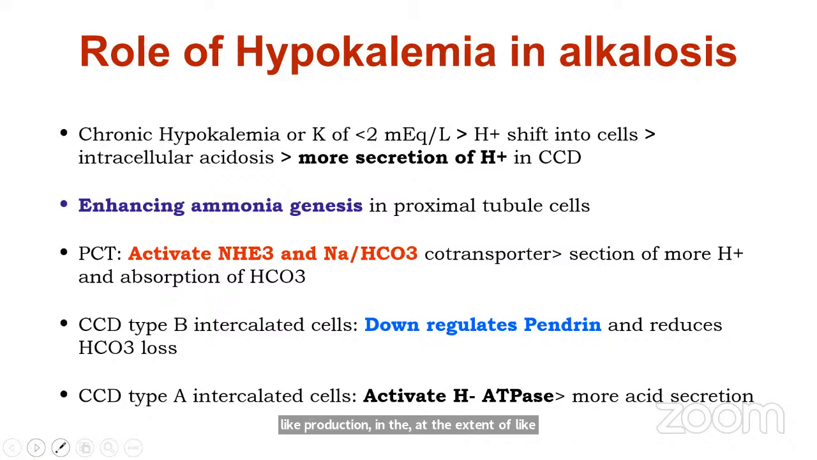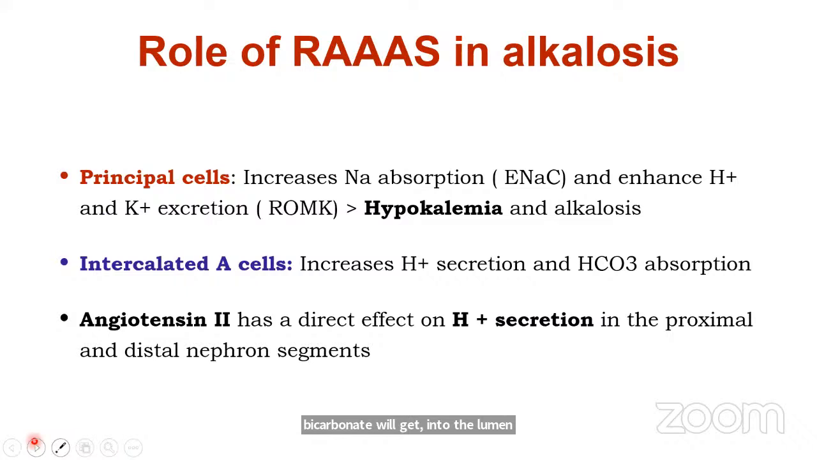With hypokalemia, there will be alkalosis because of the increased ammoniagenesis, because of the activation of the sodium-hydrogen exchanger in the proximal convoluted tubules, as well as the collecting duct. And in intercalated B cells, there will be downregulation of the pendrin, so less bicarbonate will get into the lumen, or there will be less bicarbonate loss. So ultimately, it will aggravate the alkalosis.